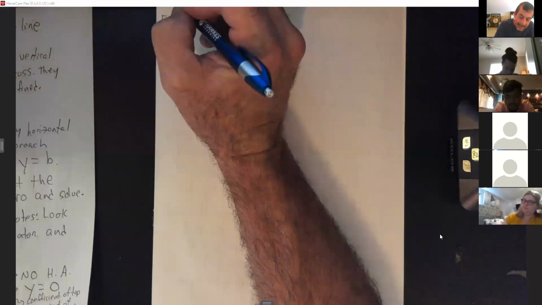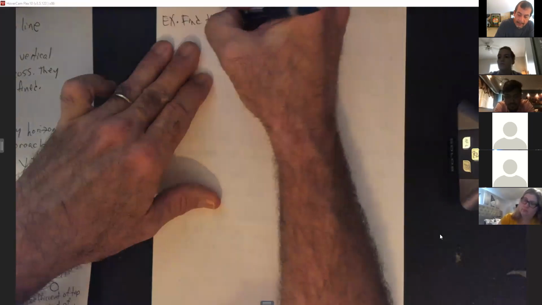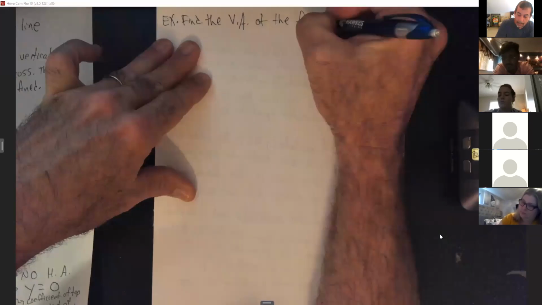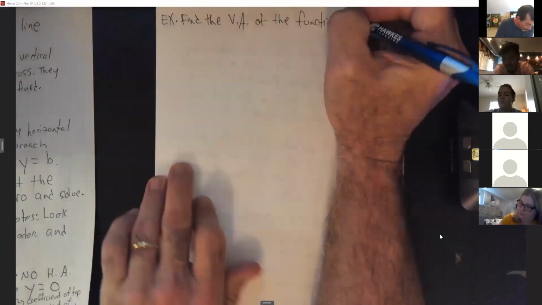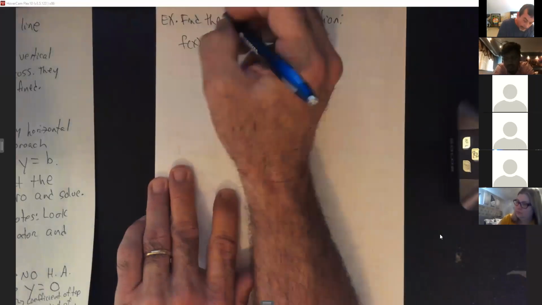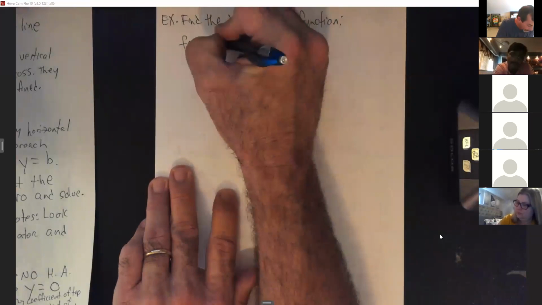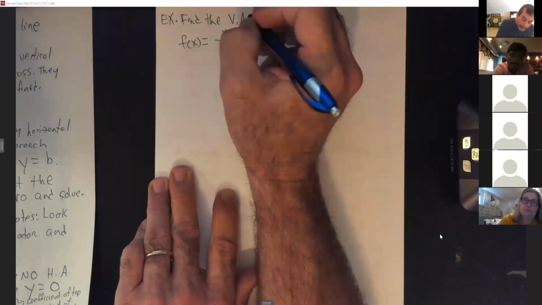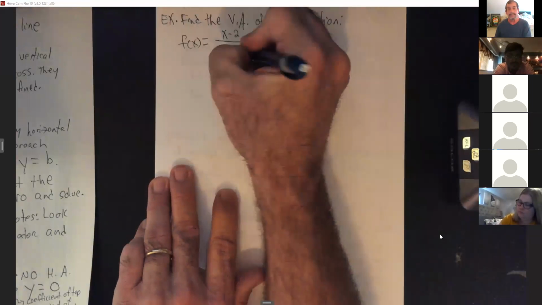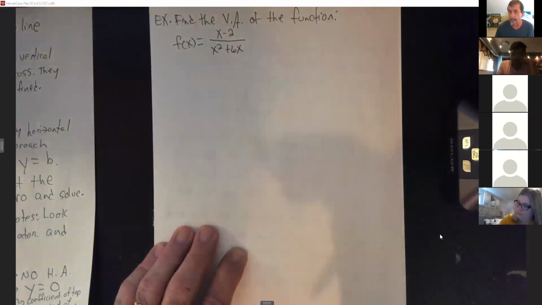So I'm going to find the vertical asymptotes of the function. So y'all, they're giving me f of x equals x minus 2 over x squared plus 6x. So this one would be just like doing those domain problems.